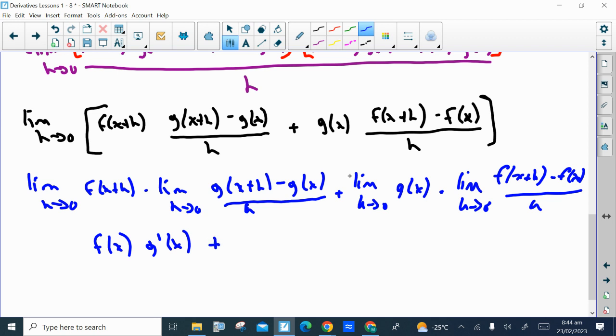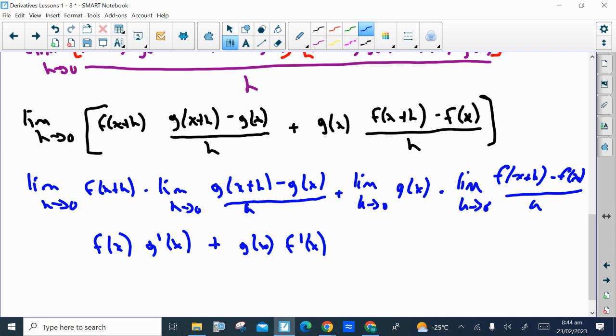Plus, again, this next part here, the limit as h approaches 0 of g at x, there is no h there. So it doesn't matter what h is, this will always be g at x. And the last part, if you started with y equals f at x and you wanted to find f prime of x using the limit formula from first principles, you would have that expression right there. So that is the derivative of f at x. So there's our proof for the product rule.